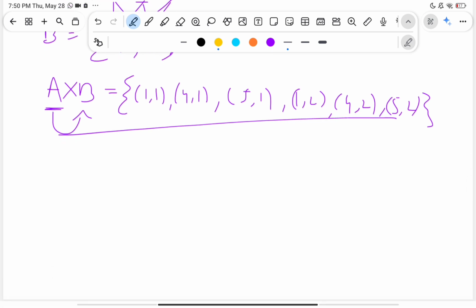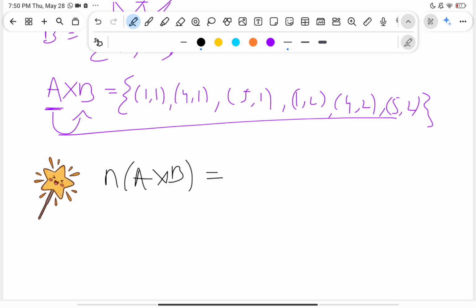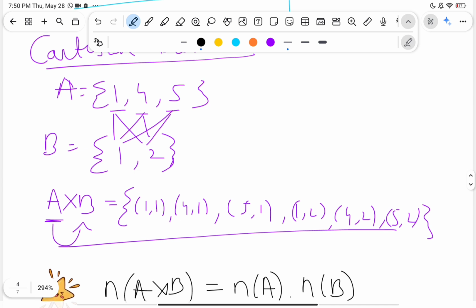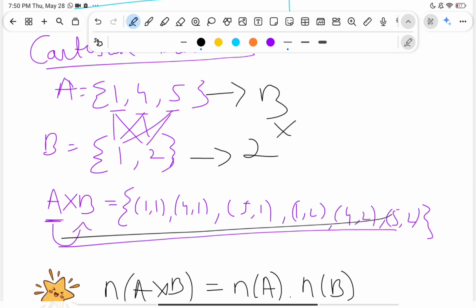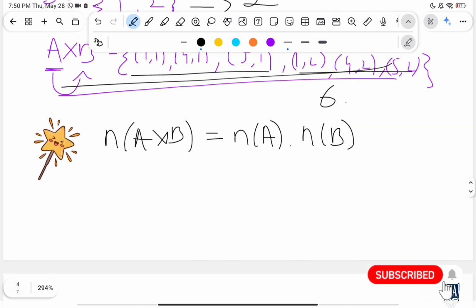One more most important thing to remember here: the number of elements in A cross B, meaning the number of ordered pairs in A cross B, is equal to the number of elements in A times the number of elements in B. Here we have 3 elements in A and 2 elements in B, so A cross B has 3 times 2, 6 elements. Is that clear?